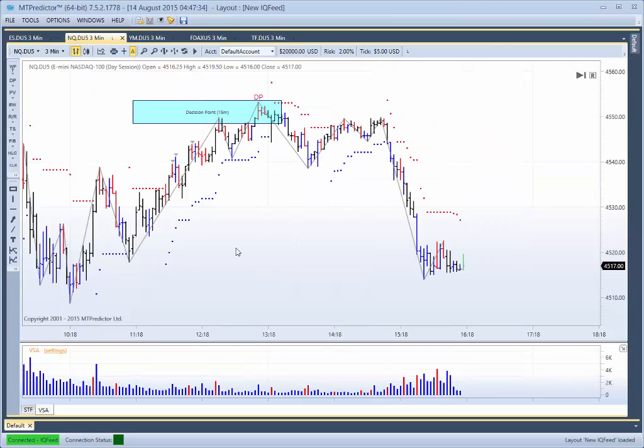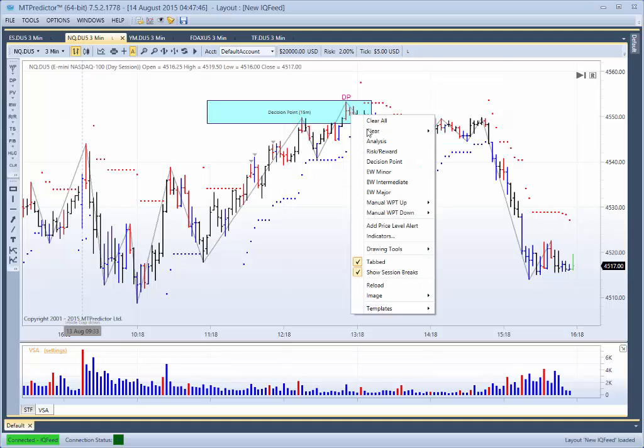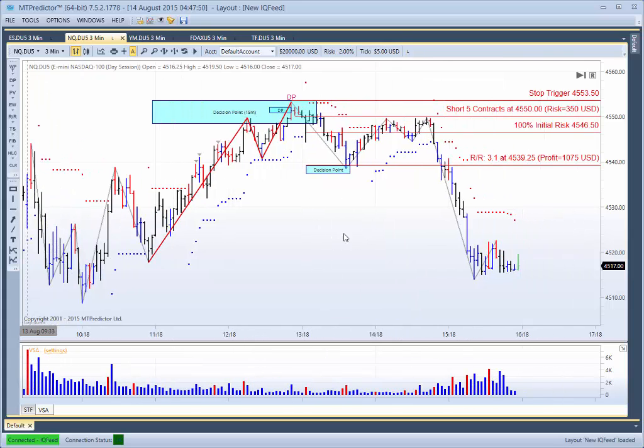On the NQ, we had something pretty similar. There's our 15-minute DP resistance area. Large view trend would have been up into that, so you'd have been avoiding these sell setups. You would then have come in. This DP sell at the higher time frame resistance would have been a good one to take, and that would have actually had a slightly larger profit than the ES, with a nice 3.1R profit off that as well, which would have been a very nice trade.